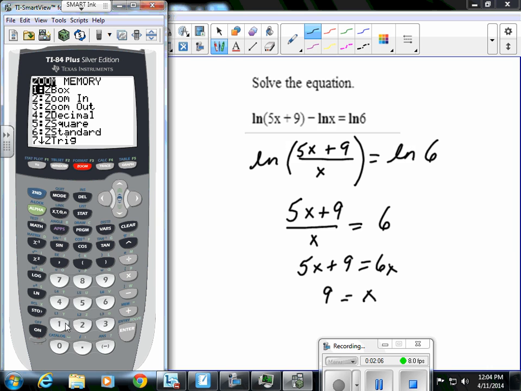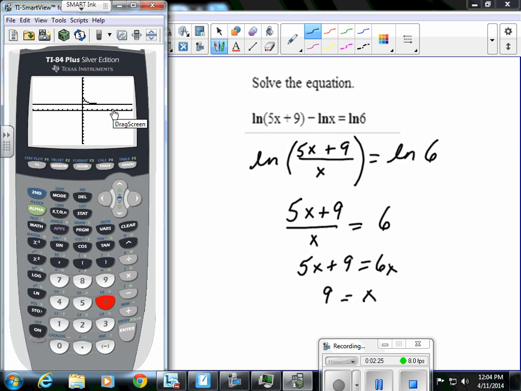I don't know what my window's set to, so I'm going to start at a standard window of 6 and graph those two functions. And I can see that it does intersect somewhere here, but it almost looks like they are the same line. They're not. So I'd like to see this part better. I have a whole lot of wasted space out here. I'm going to go in and change my window.